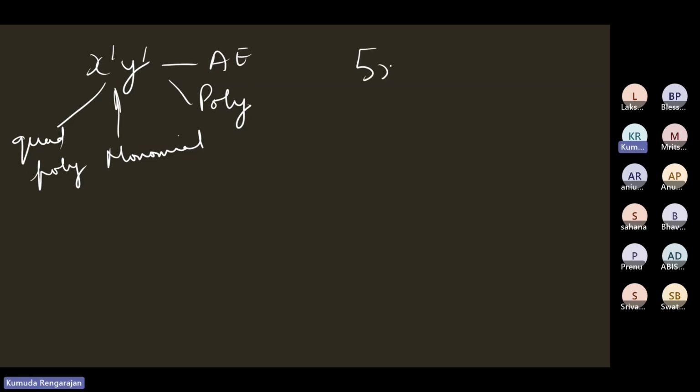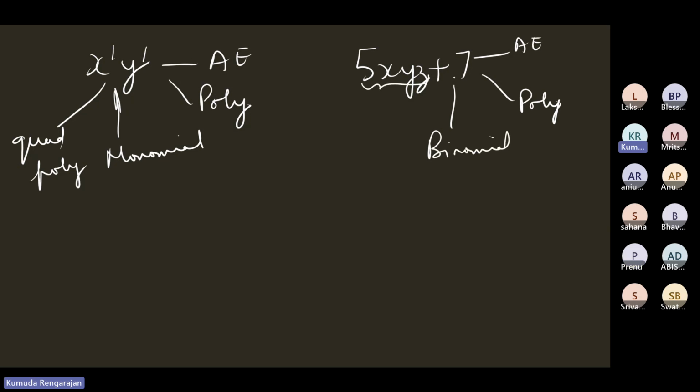When you look at 5xy plus 7, or 5xyz plus 7, this one is an algebraic expression. This one is a polynomial. This one is a what? Monomial, binomial, trinomial? Binomial. It's a binomial because it has 2 terms. 5xyz is one term and 7 is the other term. It's a binomial. And what's the degree?